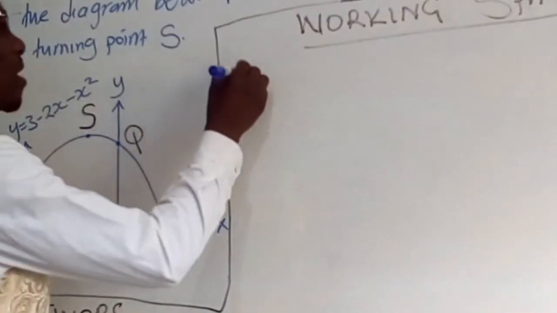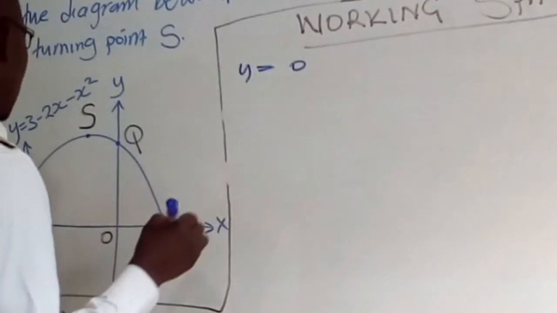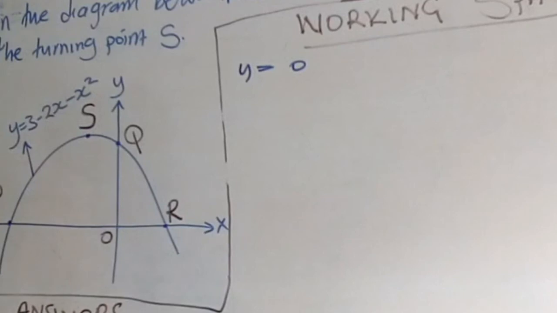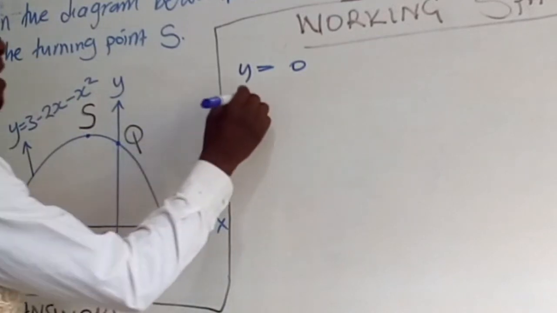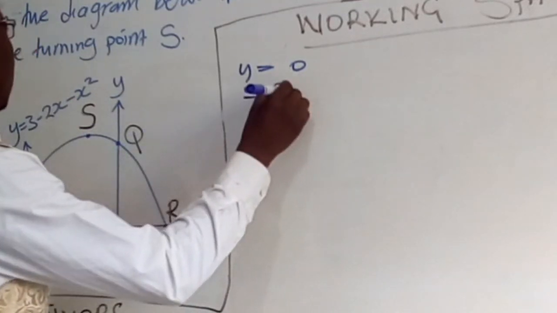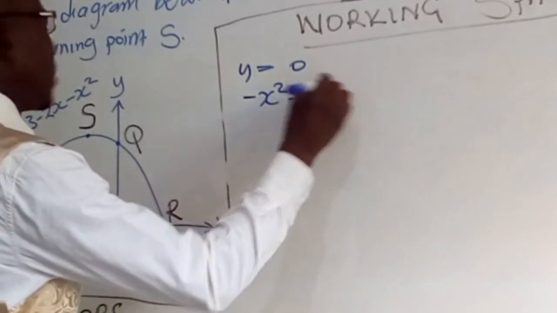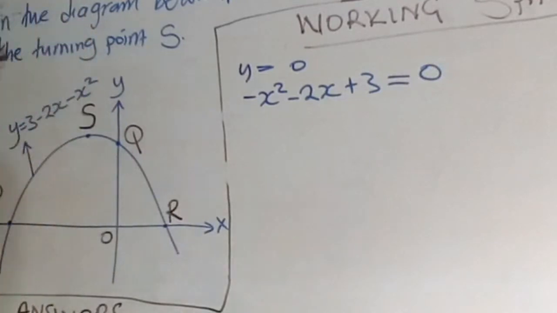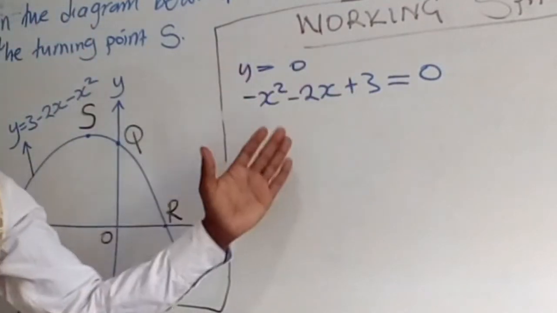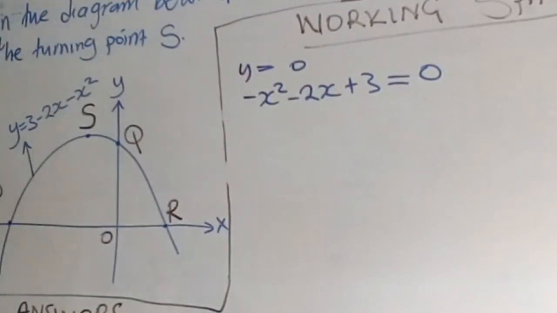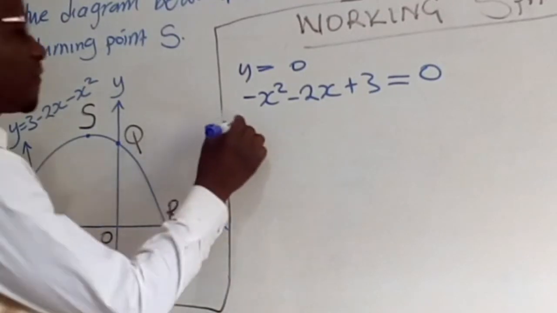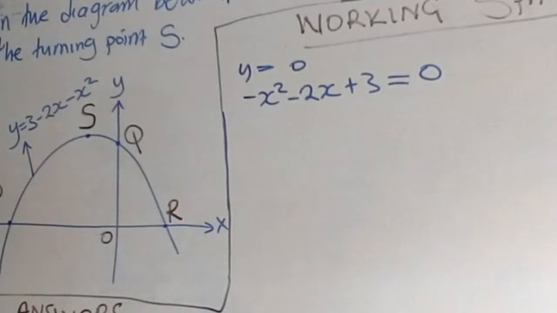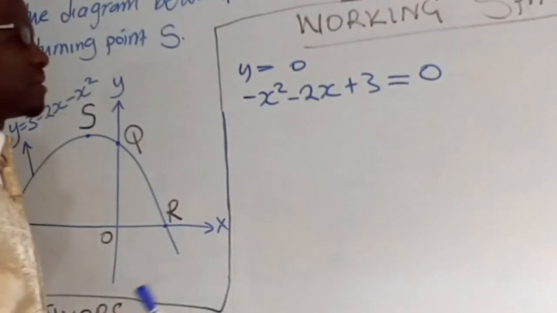Say y is equal to 0. Then our equation will be a quadratic equation, hence we have negative x squared minus 2x plus 3 is equal to 0. I just had to rearrange it, nothing changes. Then identify the coefficients a, b, and also the constant c.